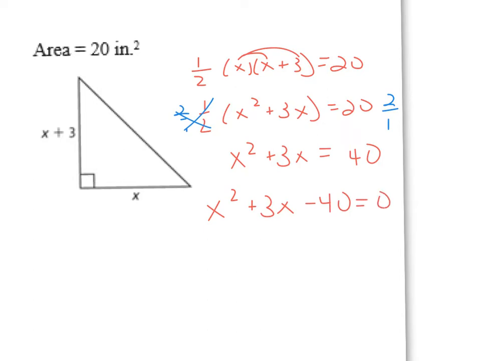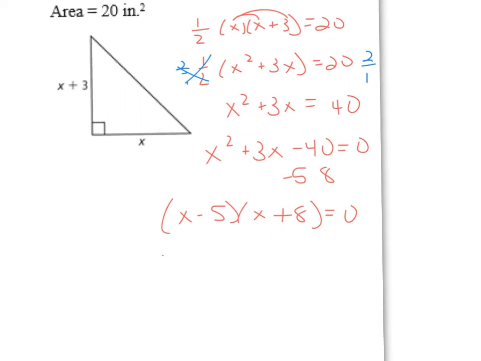All right, so now let's go through factors. It would have to be something with a 5 and an 8, and I'm going to make my 5 negative so that I get a positive 3 in the middle there. So I've got x minus 5, x plus 8 equals 0. So I'm setting each one equal to 0 and solving. So x equals 5 and x equals negative 8.